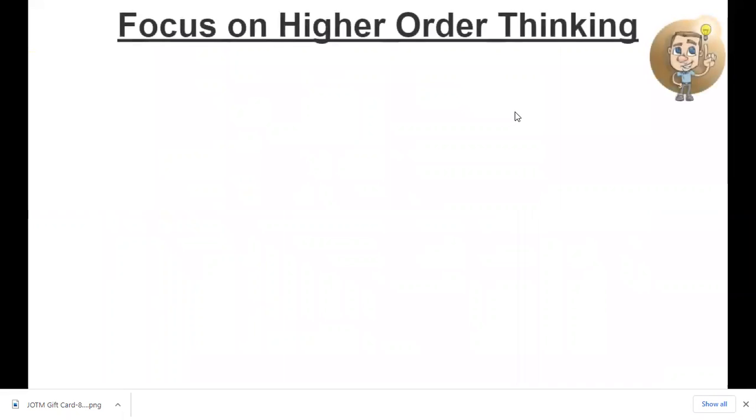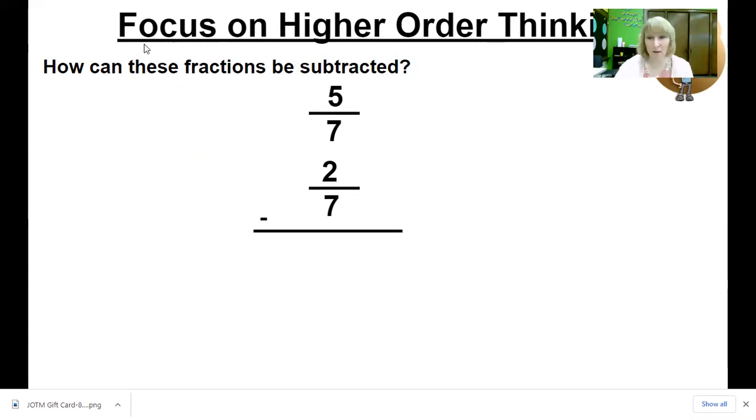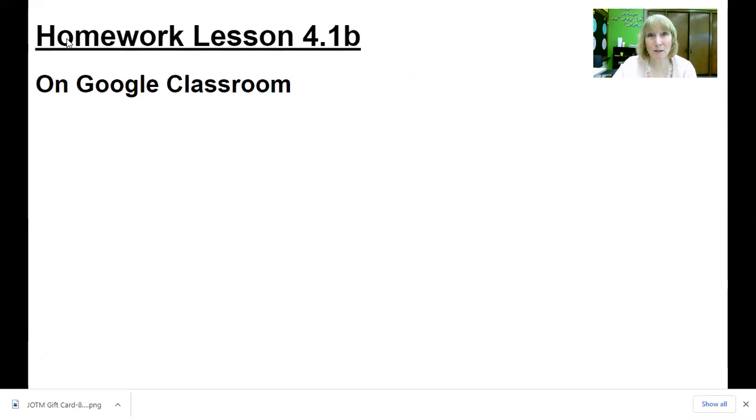Okay, welcome back. We are on the last part, our focus on higher order thinking. Congratulate yourselves, give yourself a pat on the back for sticking with it. How can these fractions be subtracted? 5/7 minus 2/7. I bet you can come up with the answer. Well, subtract only the numerators. Subtraction will be the focus of our next lesson. So that would have been 3/7.